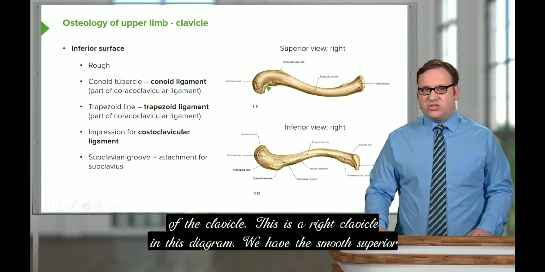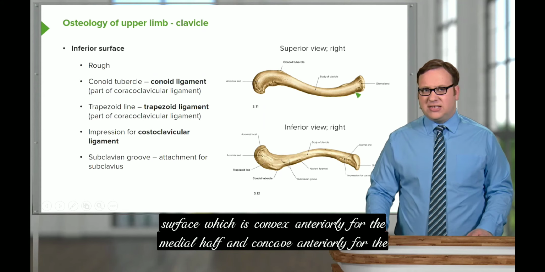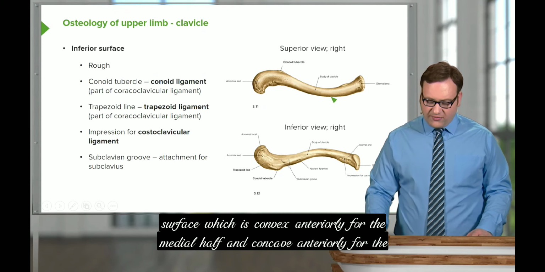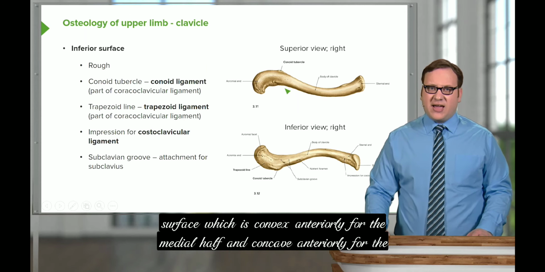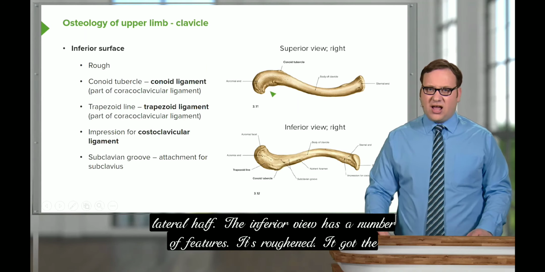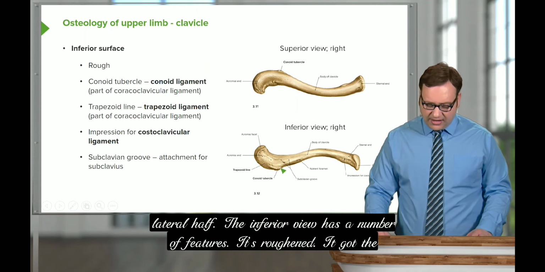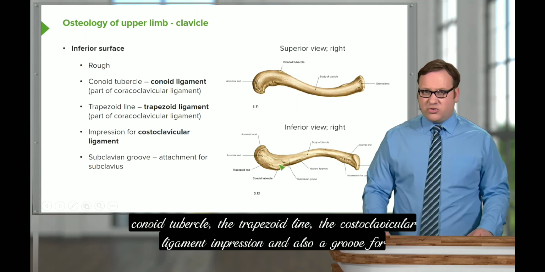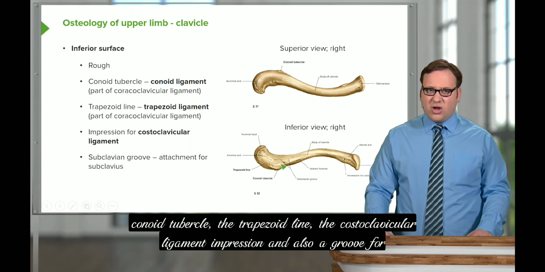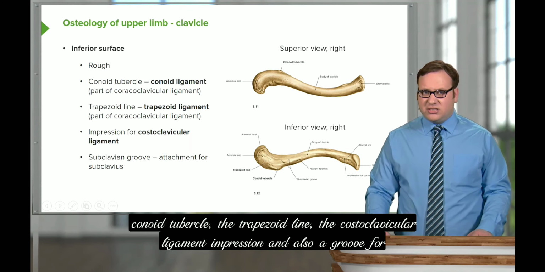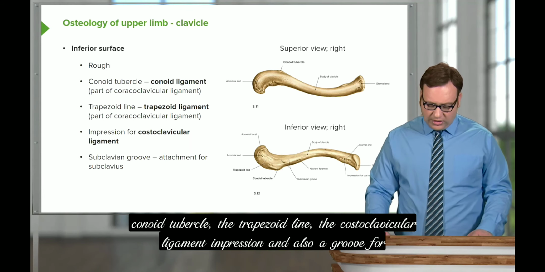We have the smooth superior surface, which is convex anteriorly for the medial half and concave anteriorly for the lateral half. The inferior view has a number of features. It's roughened. I've got the conoid tubercle, the trapezoid line, the costoclavicular ligament impression, and also a groove for subclavius.